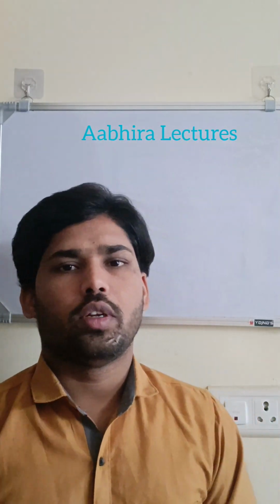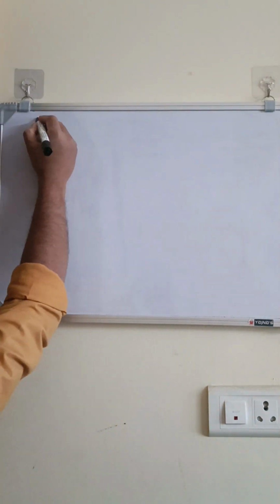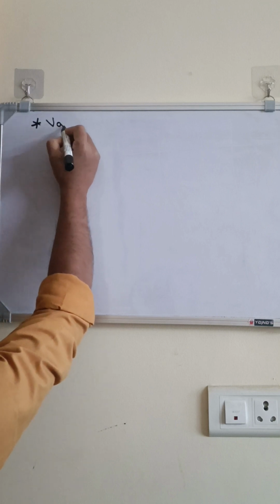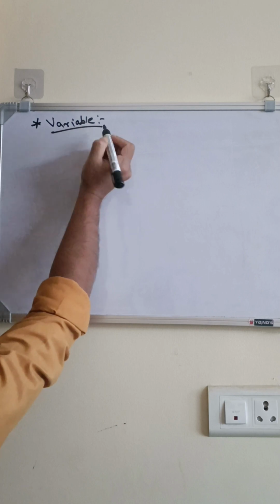So in this video today we are going to discuss variables and data types in C. First we will see what is a variable. What is a variable?